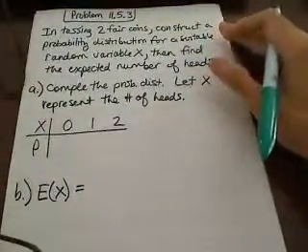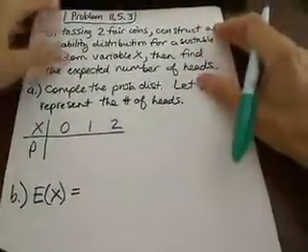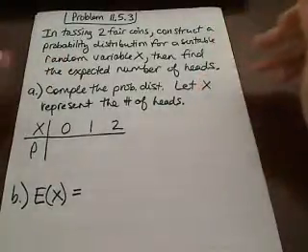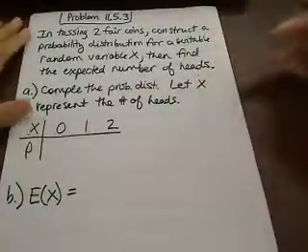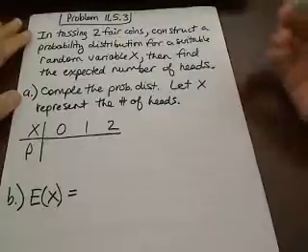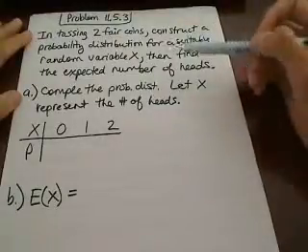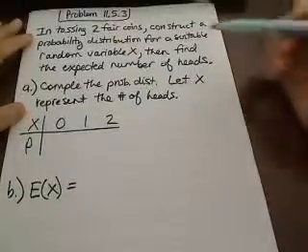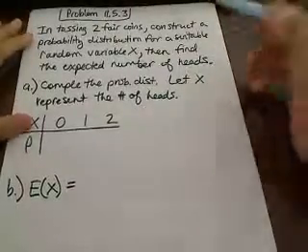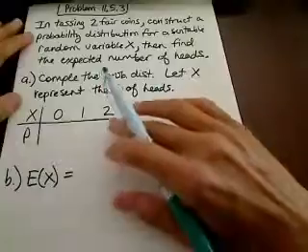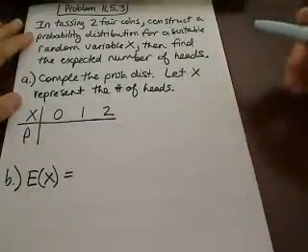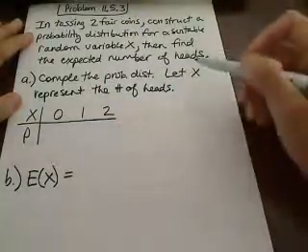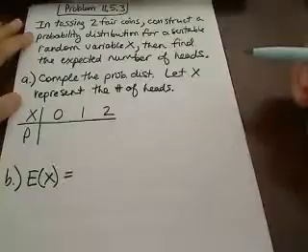Okay, so this is problem 11.5.3, and they're telling us that in tossing two fair coins, they want us to construct a probability distribution for a suitable random variable x and then find the expected number of heads. Okay, and so they're giving us this chart here, and they want us to complete the probability distribution, and they tell us that we're going to let x represent the number of heads.